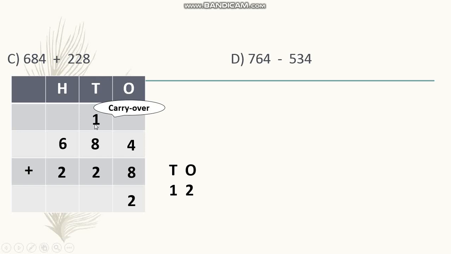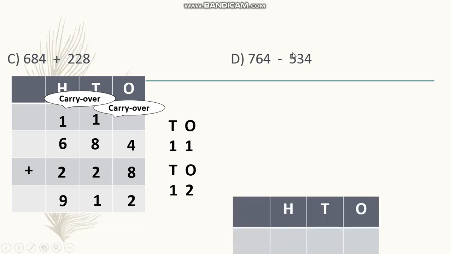Now adding the tens place: 8 plus 1 is 9, plus 2, that is 11. So again a 2-digit number. So what you have to do, 1 at the tens place and this 1 at the hundreds place as a carry over. Now all the numbers in the hundreds place plus the carry over also. So 6 plus 1 is 7, plus 2 is 9. So your answer is 912. Understood that addition?